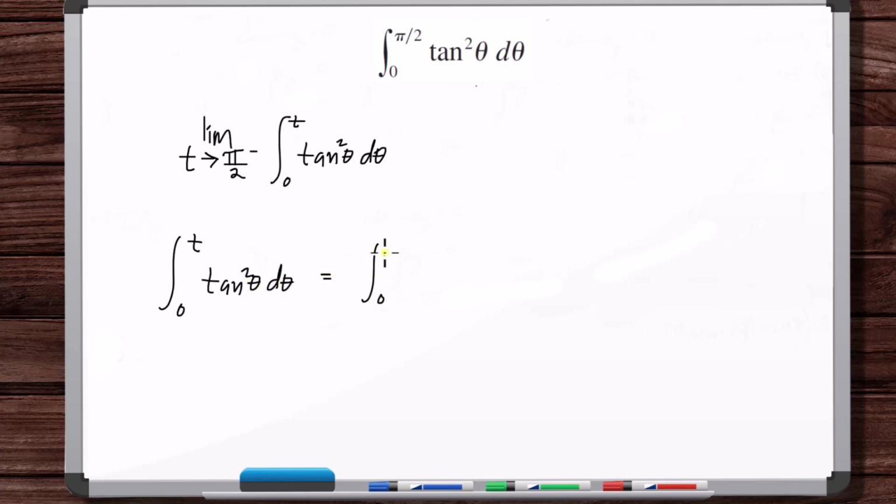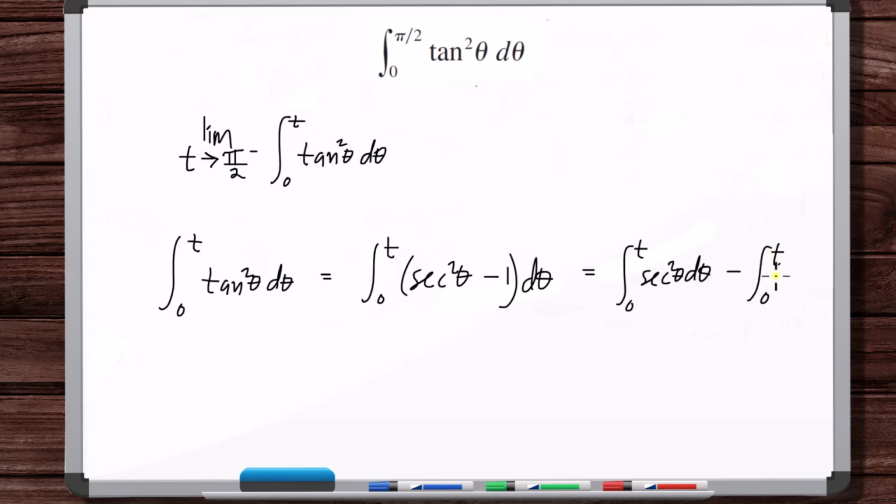We want to write this as secant squared theta minus 1. So then we've got tangent theta from 0 to t, because the derivative of tangent theta is secant squared theta, minus theta evaluated from 0 to t. So this is tangent of t minus t.